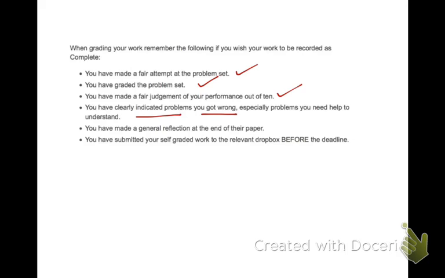Indicate the problems you got wrong, okay? Circle it, and you can put some annotation on it. This is important. When you make some errors, rather than just an X on it, go ahead and in the margin write a little bit of annotation. And then here's something that a lot of people are neglecting. Have you made a general reflection at the end of the paper? If you're just quickly running through the problem set and you're not actually giving any reflective feedback on it, then it's not going to be looked at as complete. So that's the point of these exercises. Please make sure you do that.